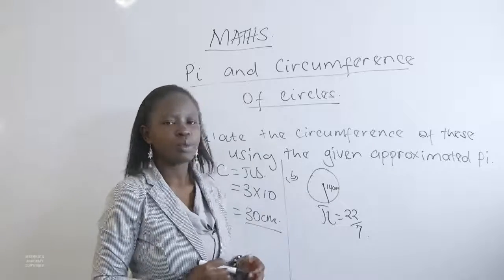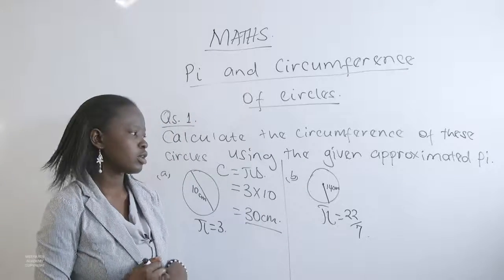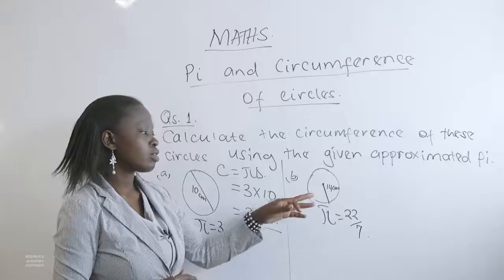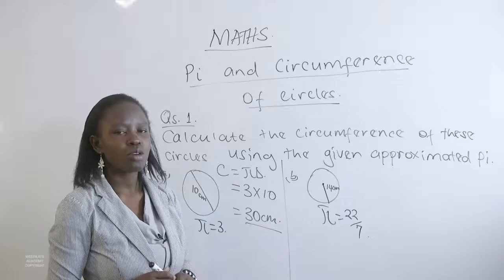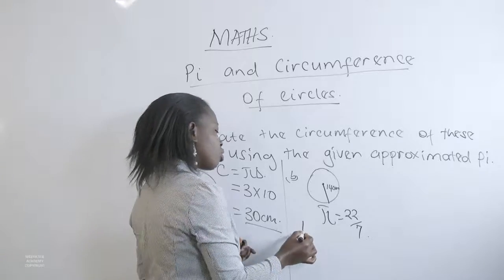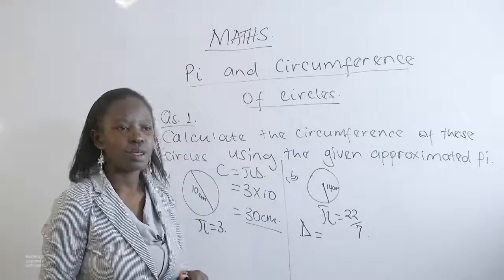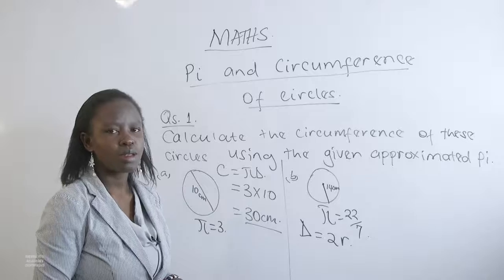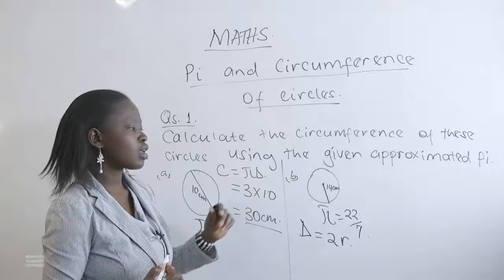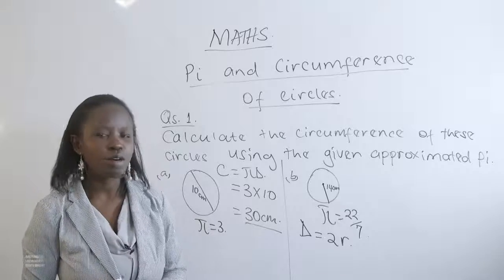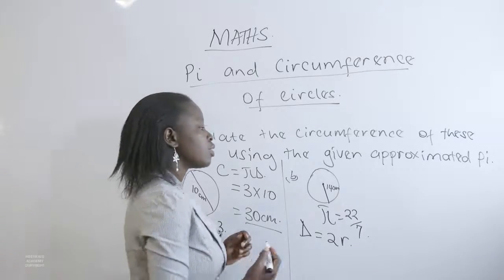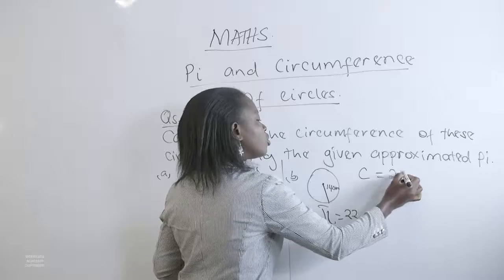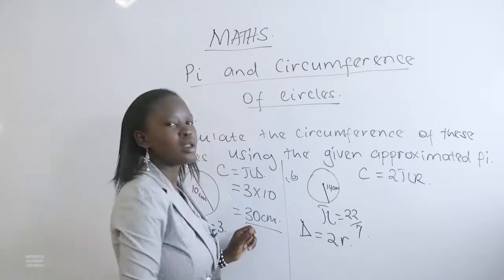On the other side, we are having a radius of 14 centimeters. We said that a radius is that distance from the center to the circle. So this distance is the radius. One thing we need to keep in mind is the relationship between diameter and radius: the diameter is twice the radius. So when we need to find the perimeter of a circle and we've been given the radius, our circumference will be given by 2 pi r, where r is the radius.